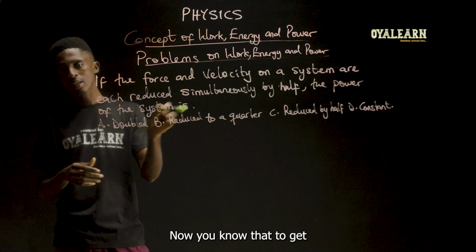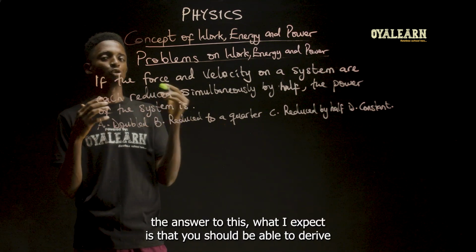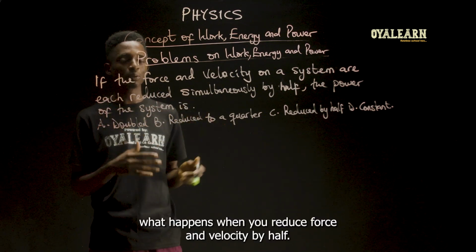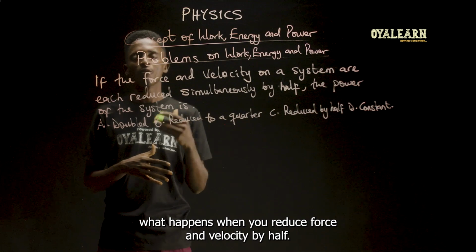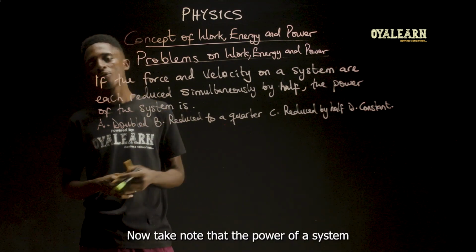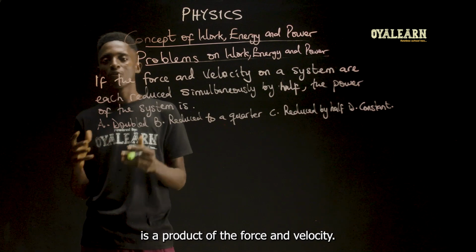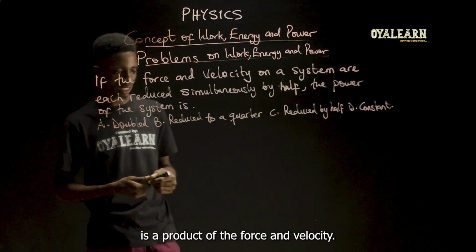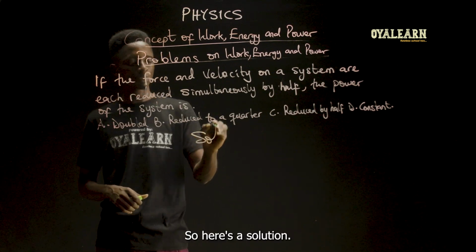Now, in order to get the answer to this, what I expect is that you should be able to derive what happens when you reduce force and velocity by half. Now, take note that the power of a system is a product of the force and velocity. So here's the solution.